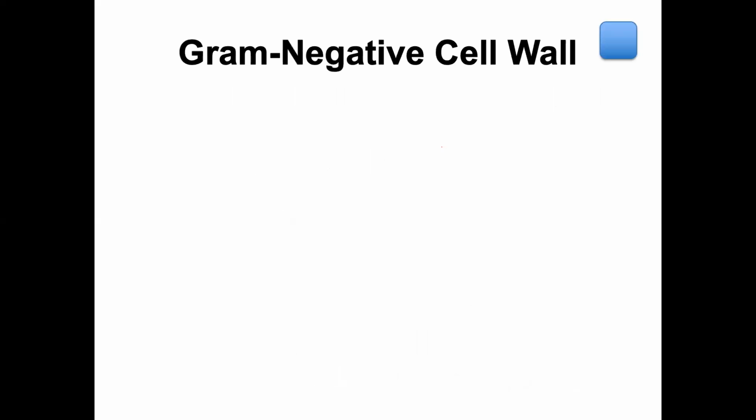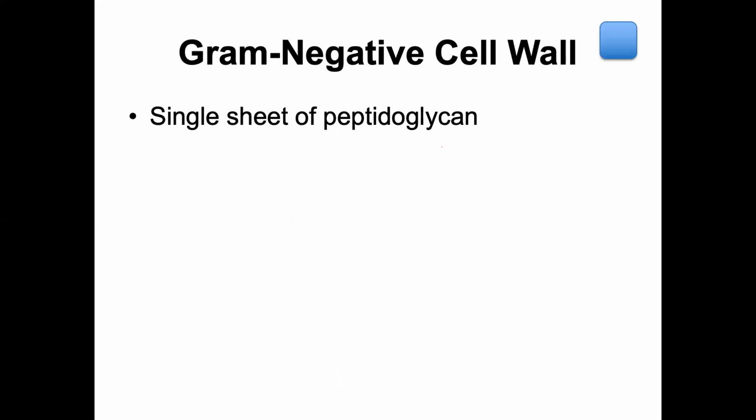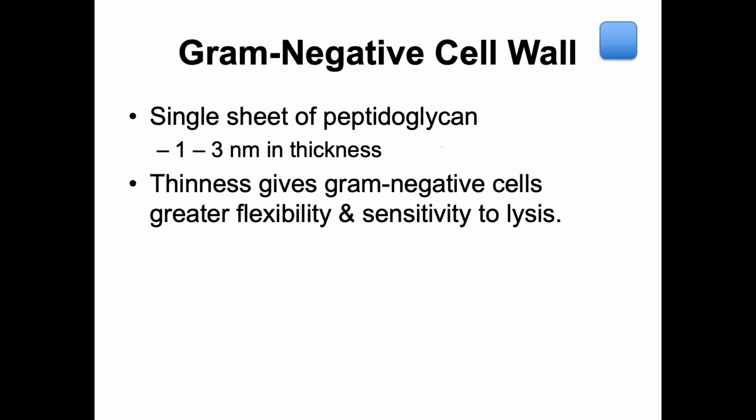If we look here, the gram-negative cell wall is a single sheet of peptidoglycan, 1 to 3 nanometers thick. The thinness gives gram-negative cells more flexibility, but they're more sensitive to lysis. Okay, so it's easier for them to burst.